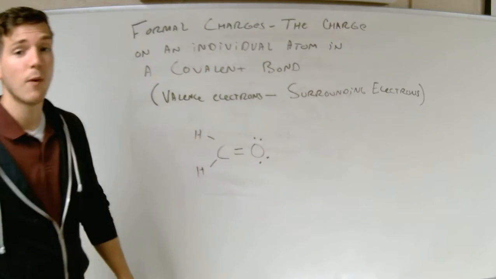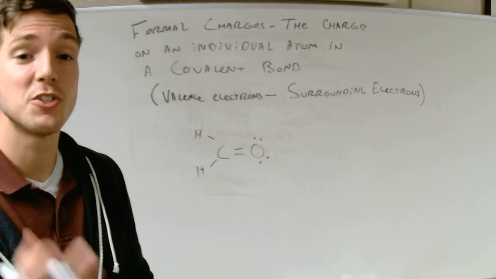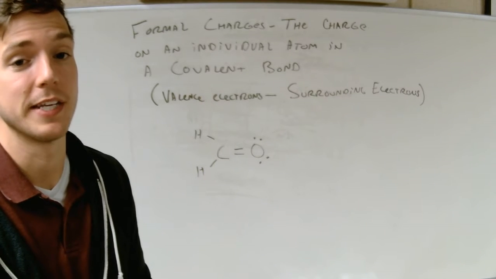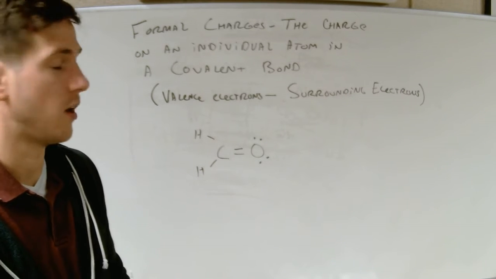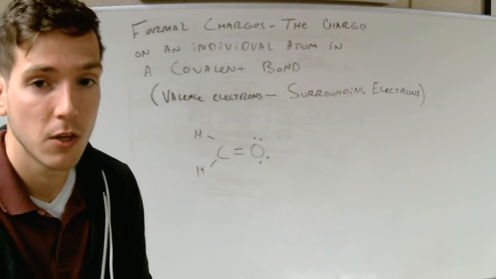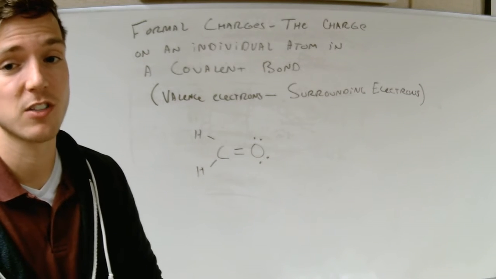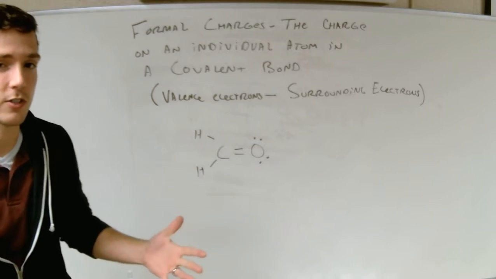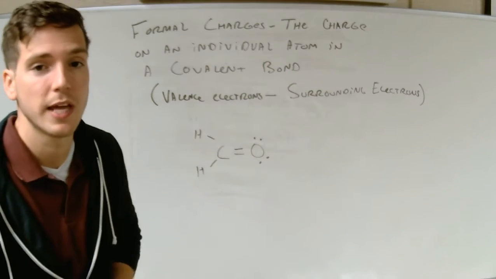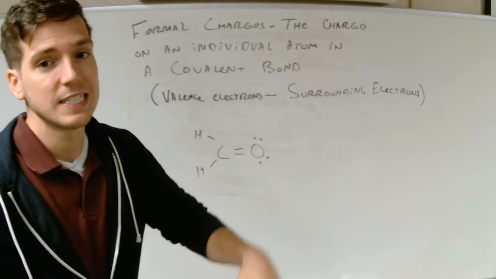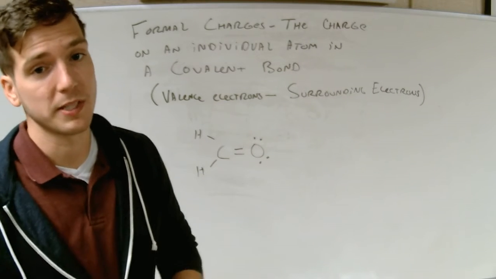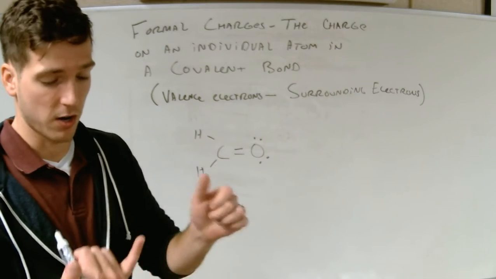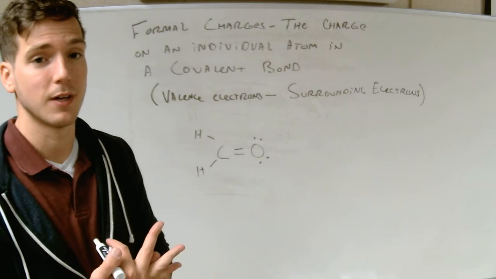Okay, I want you to figure out the formal charges on each of these atoms in this compound. So what we do is we take valence electrons minus surrounding electrons. Valence electrons are easy. We just go to the periodic table and look at what column it is in. Surrounding electrons are a little bit different. Surrounding electrons are a bond or a dot.